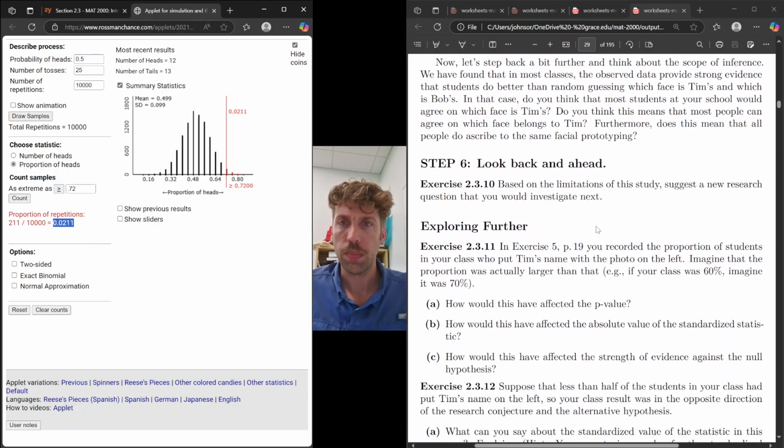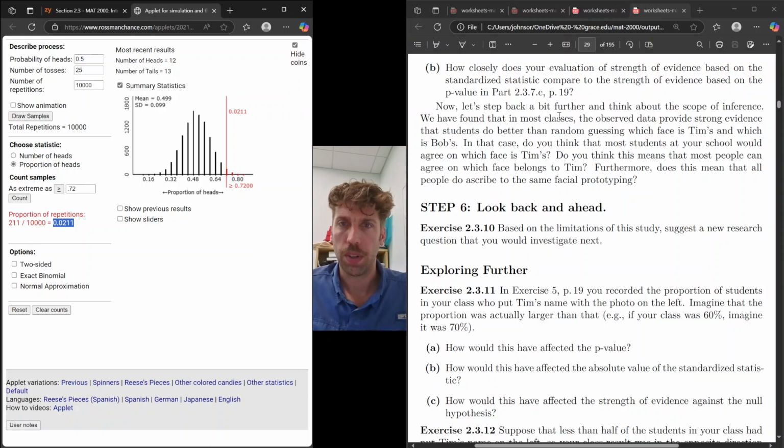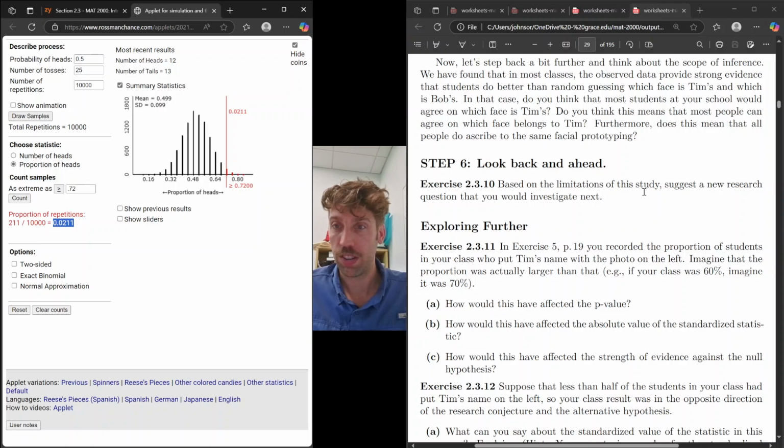Now let's look a bit further at the scope of inference. We found that in most cases, the observed data provides strong evidence that students do better than random guessing which face is Tim's. That's a hint to which person's actually Tim and which one's actually Bob. Do you think that most students at your school would agree on which face is Tim's? Does this mean that all people ascribe to the same facial prototyping? Based on the limitations of this study, suggest a new research question that you would investigate next.